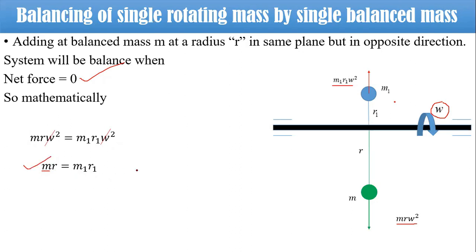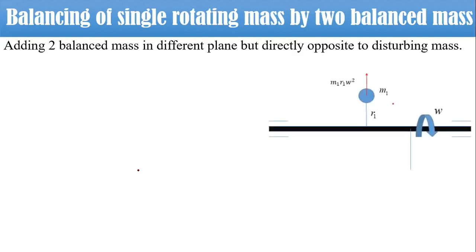Now we will go to the balancing of a single rotating mass by two different masses. Suppose we have to balance this mass by two different masses: the first mass is mb1 at the radius of rb1, and the other mass is mb2 at the radius of rb2, and these are in two different planes but directly opposite to this mass. Because of the rotation of the shaft, the centrifugal force on this mass is mb1 rb1 omega square, and on this mass is mb2 rb2 omega square.